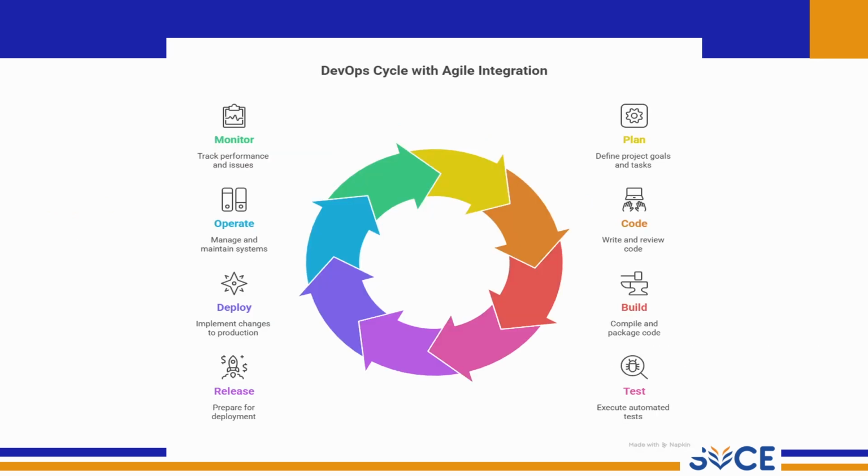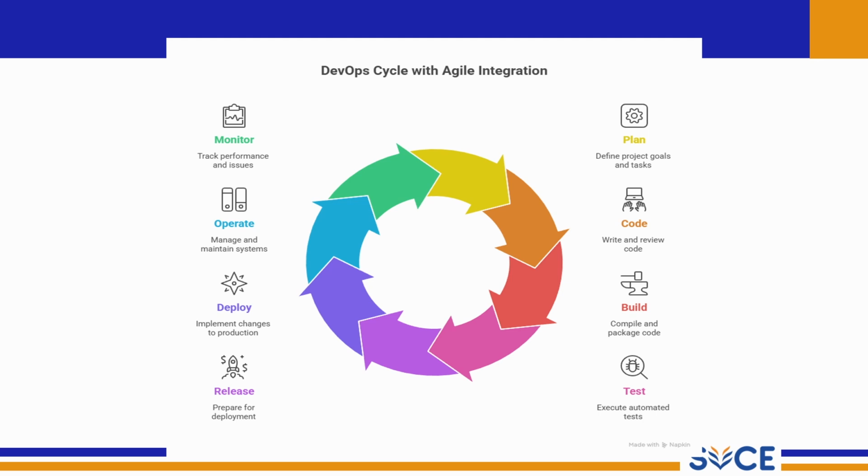So this diagram explains the DevOps cycle with the agile integration. Here, number one is plan, define the project goals and tasks. So, based on the project goals, we have to code, write and review the code, and then build the code, that is compile and package the code.